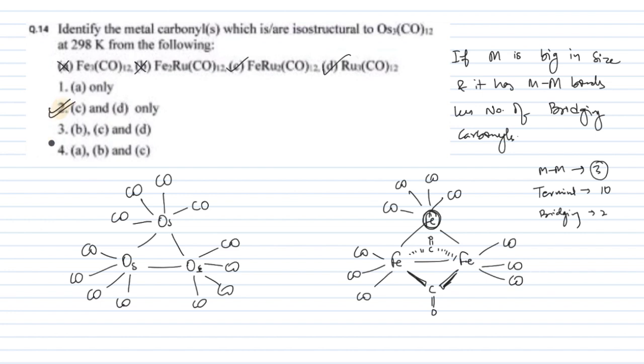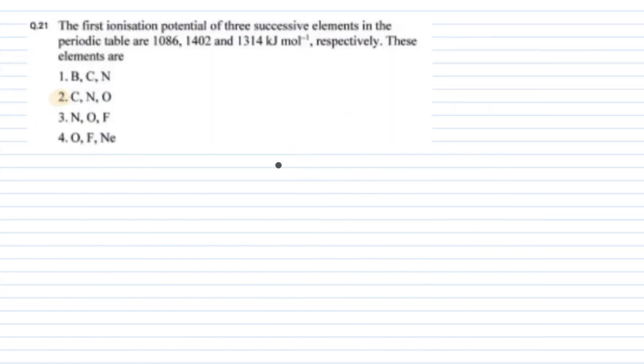Let's go to the next question then. Here it says that the first ionization potentials of 3 successive elements in the periodic table are these. They are asking for which elements they will belong. It's very simple to know. You can just give an order of them. Basically 1086 will be the smallest one, then comes 1314, and the highest ionization enthalpy is 1402.